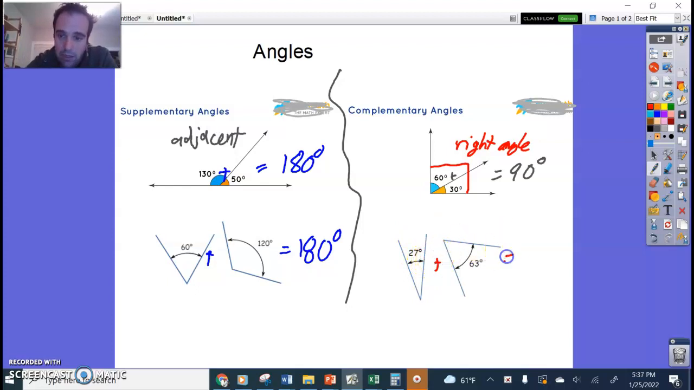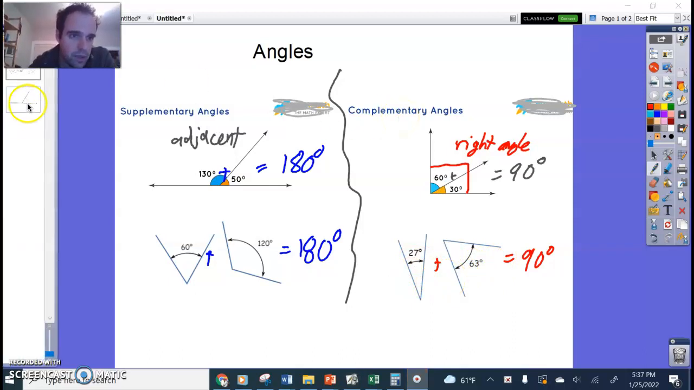27 plus 63 is 90. But they are not creating a right angle because, once again, just like the one on the left, these are not adjacent. The 60 and 30 here were adjacent, and together they make a right angle. But the ones at the bottom are not adjacent, but they are complementary.